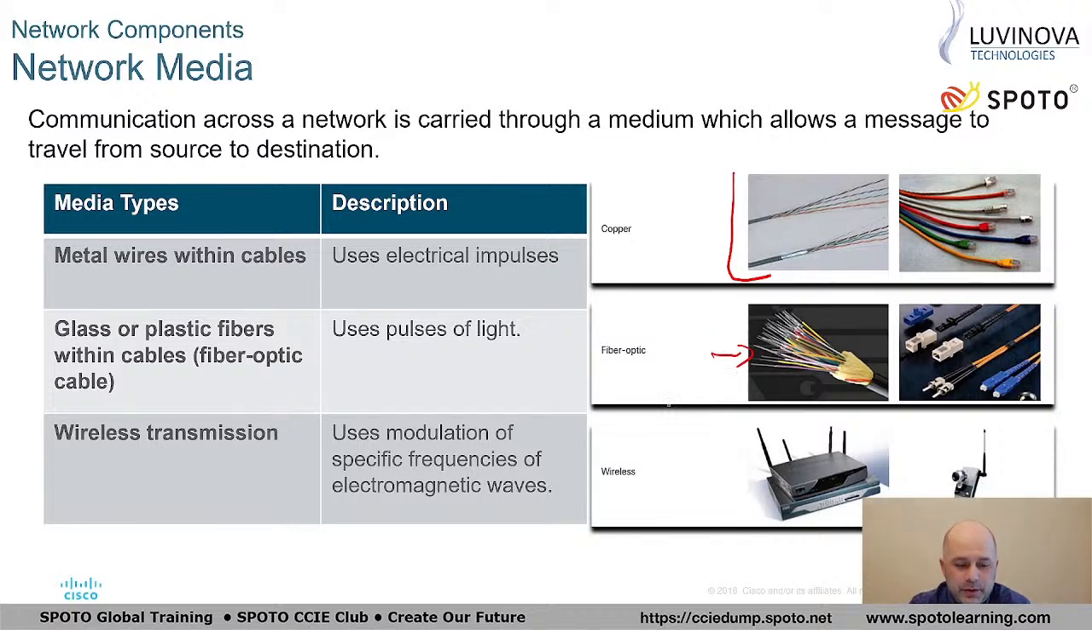And wireless transmission. Now, those wired cables use electrical impulses. What's the core of these cables? It's metal, it's called copper. It's a very good conductor, so it provides electrical impulses. So this cable is actually carrying our data. And all cables which are connecting our computer to the network are made with a copper core.